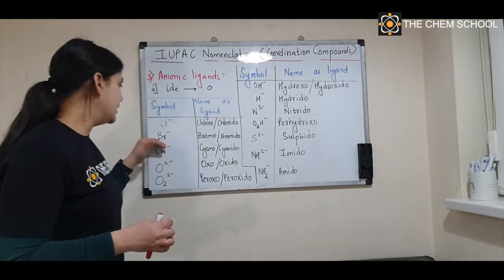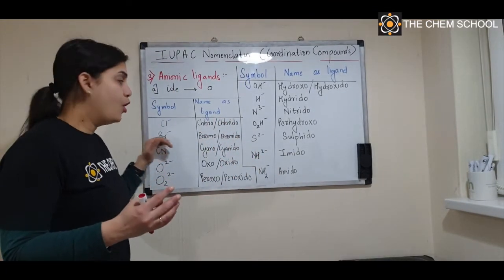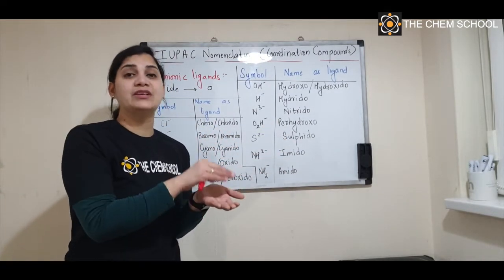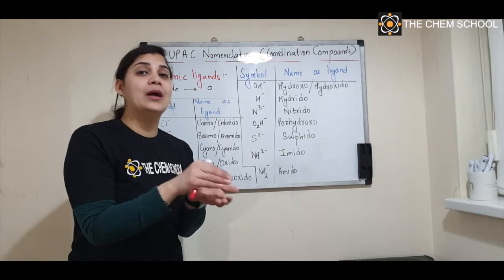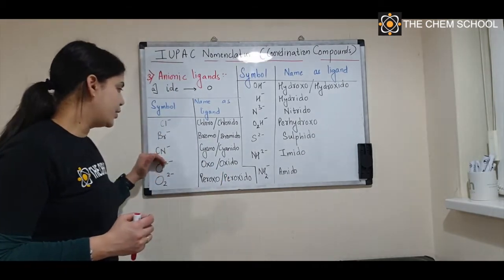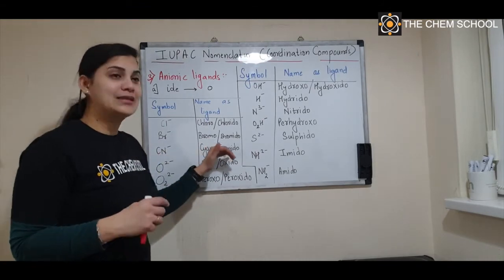Okay, similarly your bromide becomes bromo or bromido. So in all these cases we are replacing the suffix ide and it is now becoming o. So we are going to end it with o. Simple. Okay, the next one, cyanide becomes cyano or cyanido.